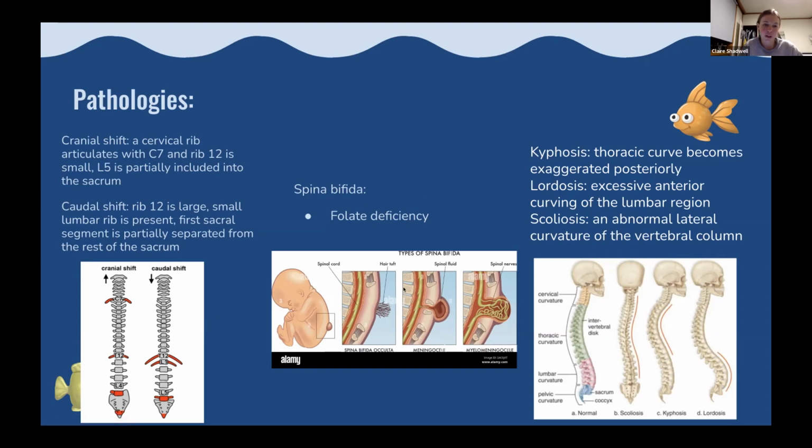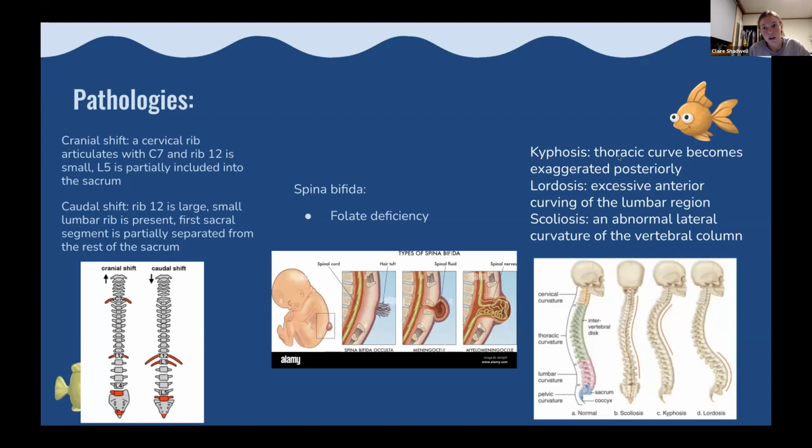Spina bifida, I think you'll do an RCL on this, but this is a folate deficiency. Depending, there's 3 different types. Occulta is the least severe, whereas myelomeningocele is the most severe because you have these spinal nerves budding out, obviously, which is going to cause some problems.